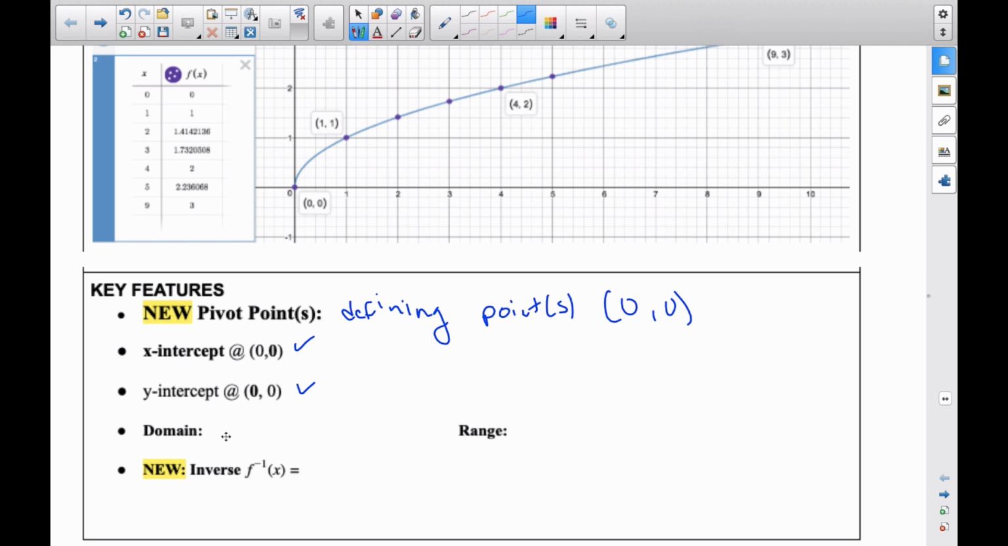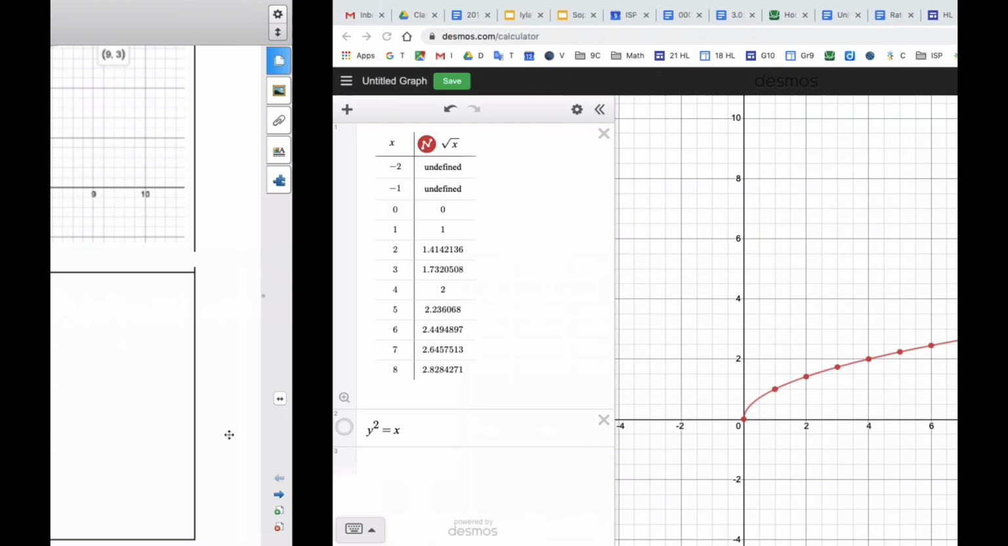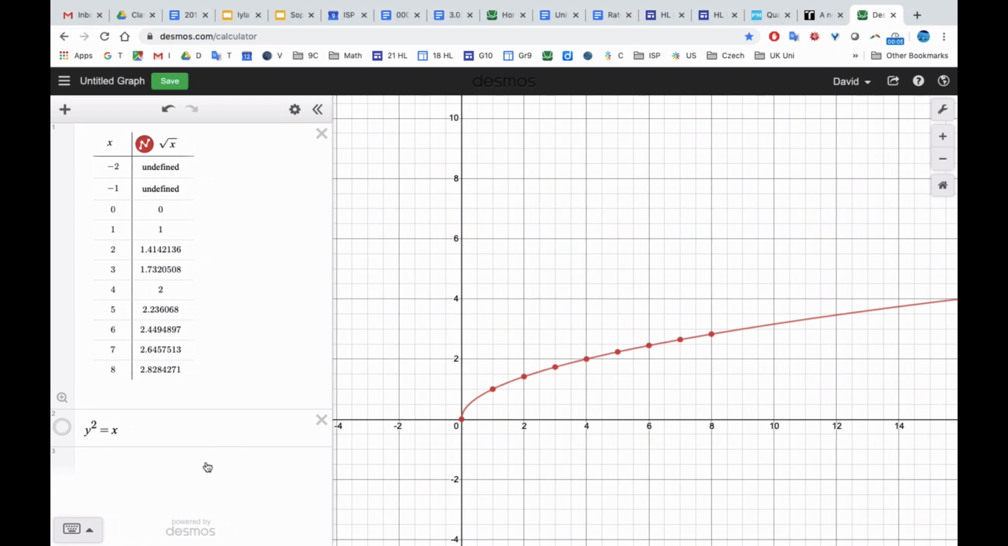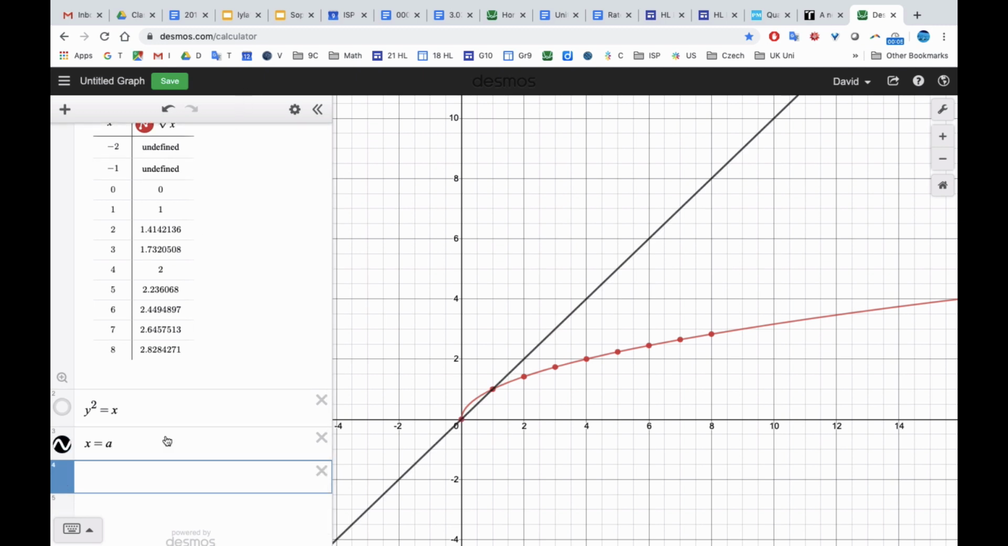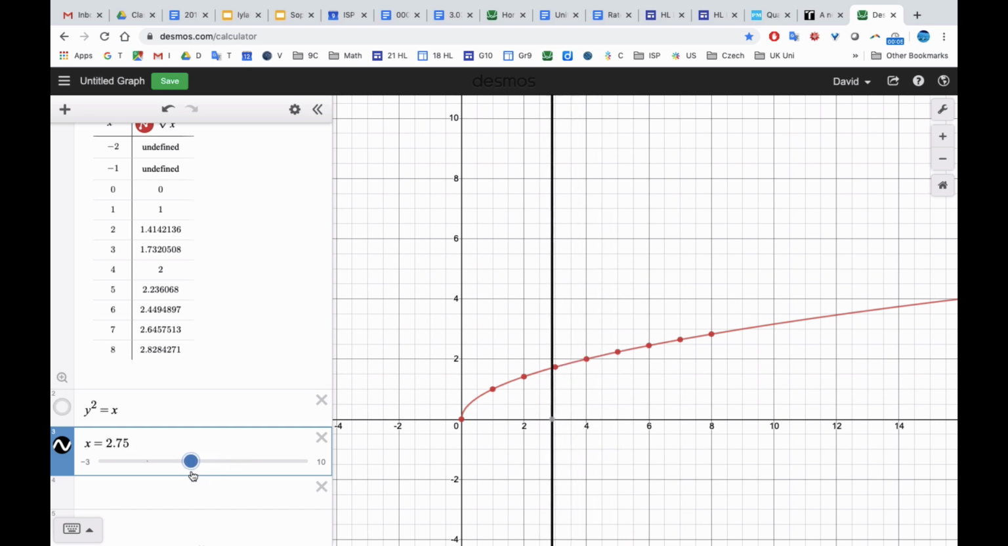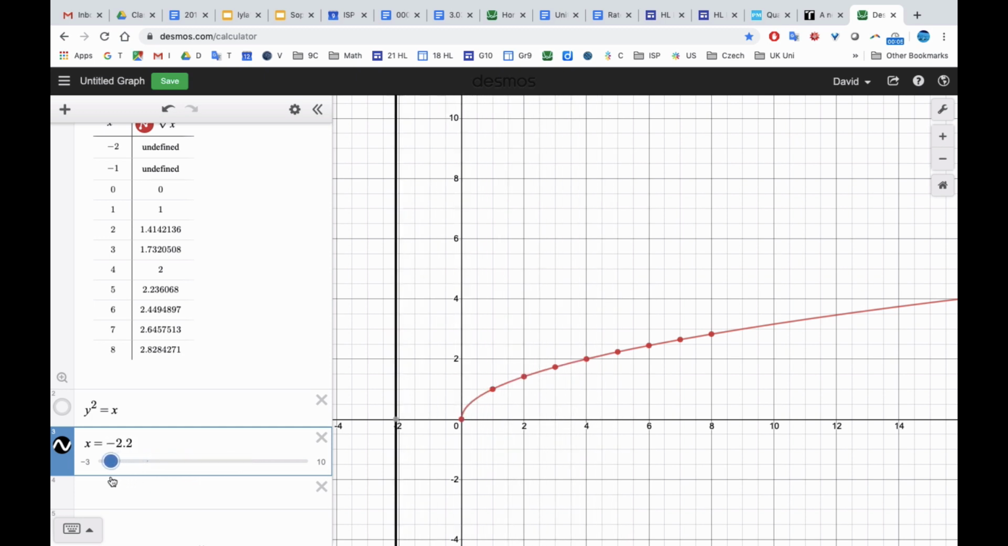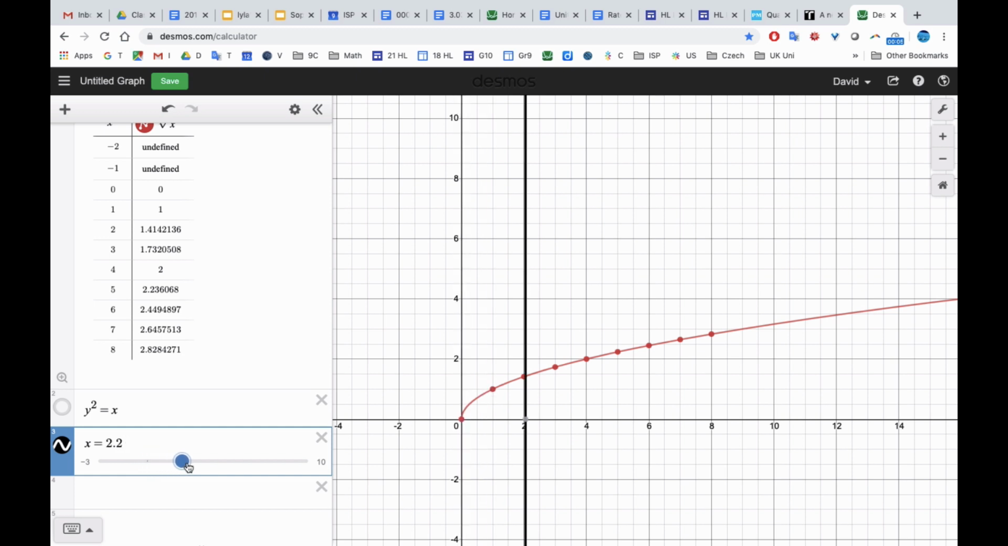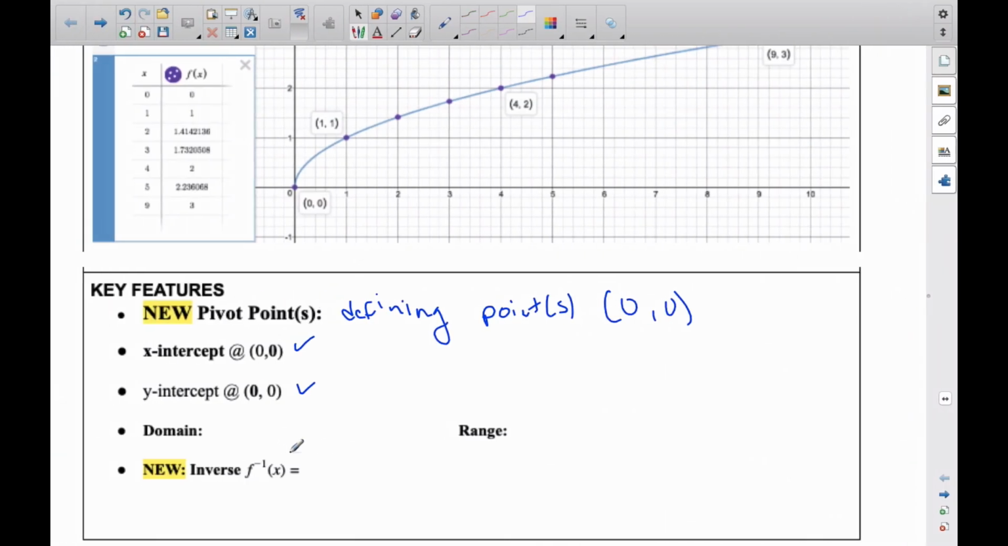If we think about our domain, domain is the possible x values. So if I make a line x equals a, I want a to be a slider, let's go from -3 to 10. If I move this line back and forth, these are the domain values, and I ask myself, where does it touch the graph? Now it touches, now it does not. So it touches anywhere from 0 and bigger. My domain is x is 0 or bigger, so positive values and 0.